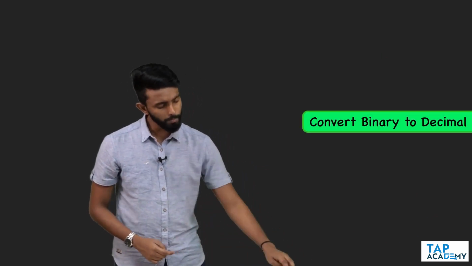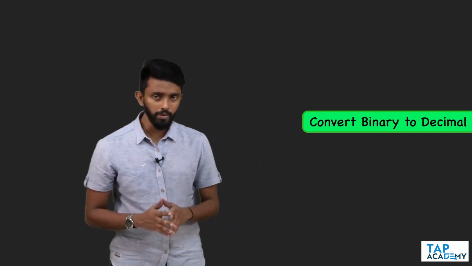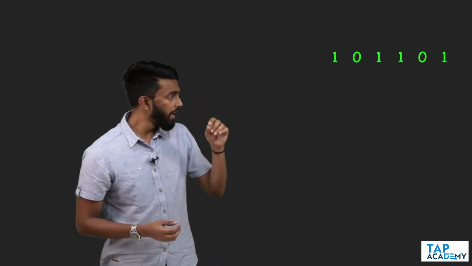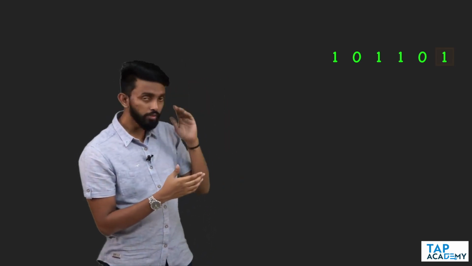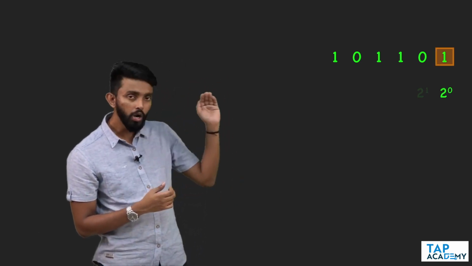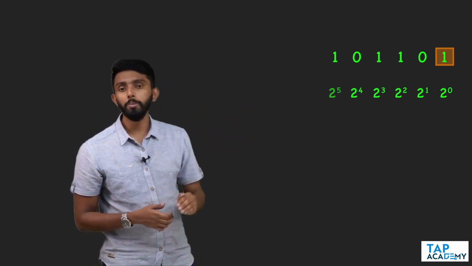So when it comes to binary to decimal, guys, it's very simple, right? I'm just showing you the binary equivalent of 45. It is 1, 0, 1, 1, 0, 1. Now, a simple rule you must understand. Every single bit has a 2 to the power positional value. What do you mean, sir? Very simple. Starting from the rightmost bit, it is 2 to the power 0, 2 to the power 1, 2 to the power 2, 2 to the power 3, 2 to the power 4, 2 to the power 5.